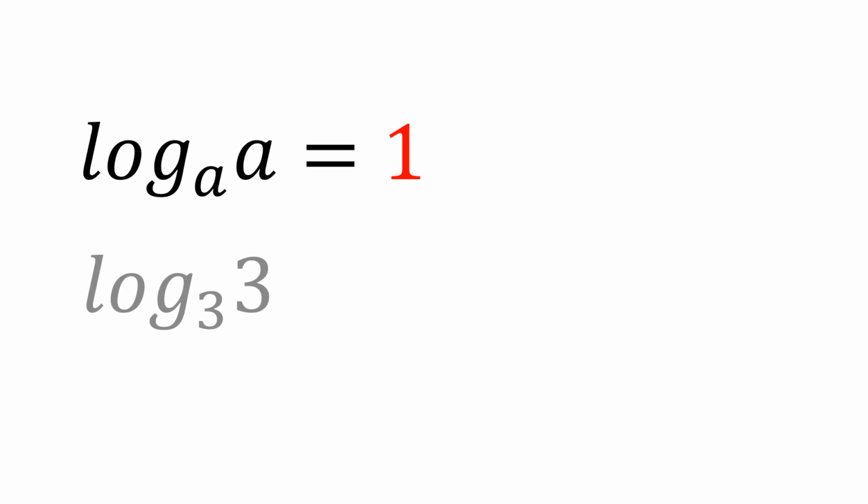Now the next property that we are going to talk about is when the argument and the base are the same. So log of, for example, a variable a to the base a, where the argument and the base are the same, is always equal to 1. Let's say we have log of 3 with base 3, it's always 1. Whatever the number is, even log of a million to the base a million, it always equals 1.